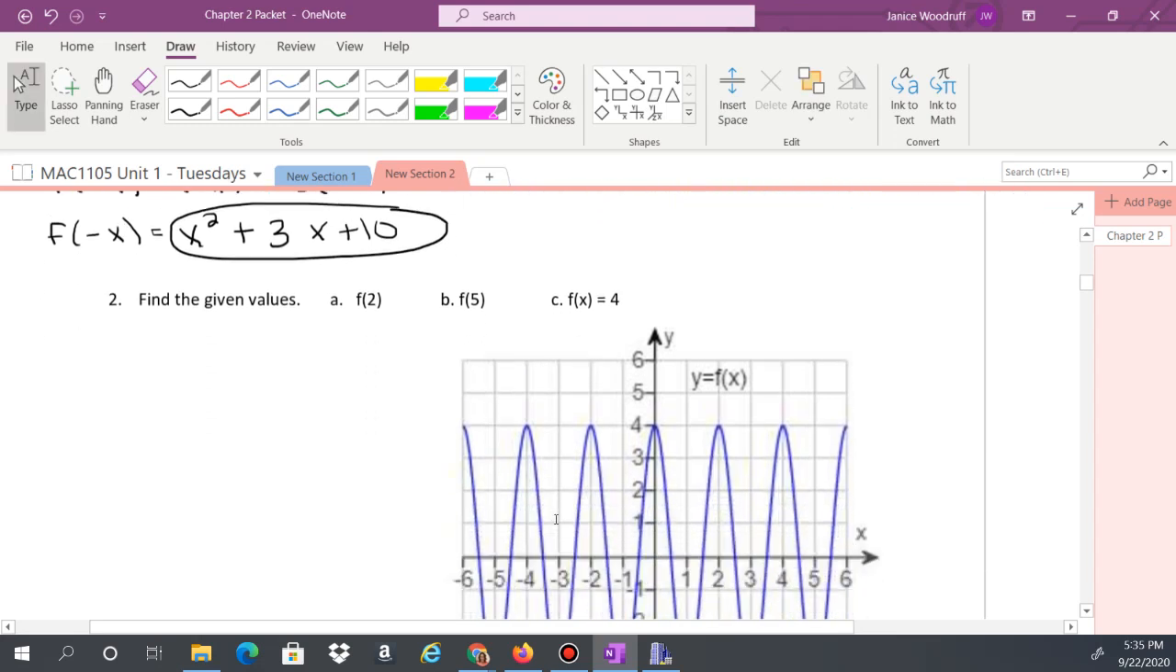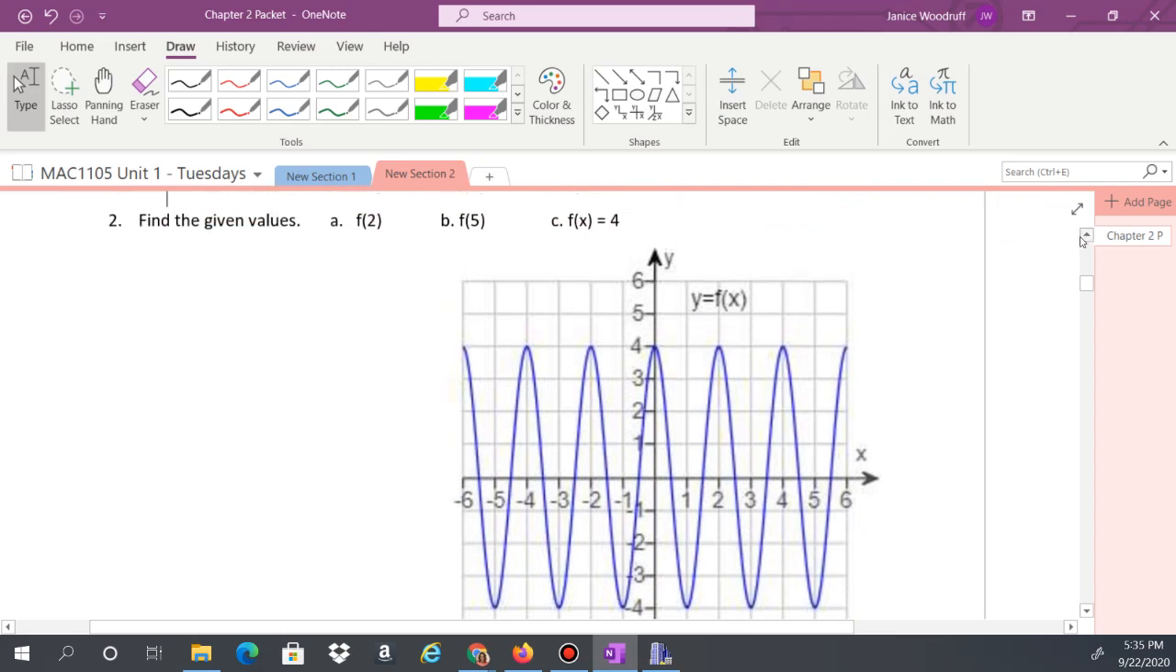All right, let's look at number 2. You're finding the values. We're going to start with f of 2, which means when x is 2, what is the y value? So we come to 2 on the x-axis. We've got this point here, 2, 4. So the y value here is going to be 4. B is the same thing, f of 5. So when x is 5, what's our y value? -4, yeah. We have this point down here, 5, -4.